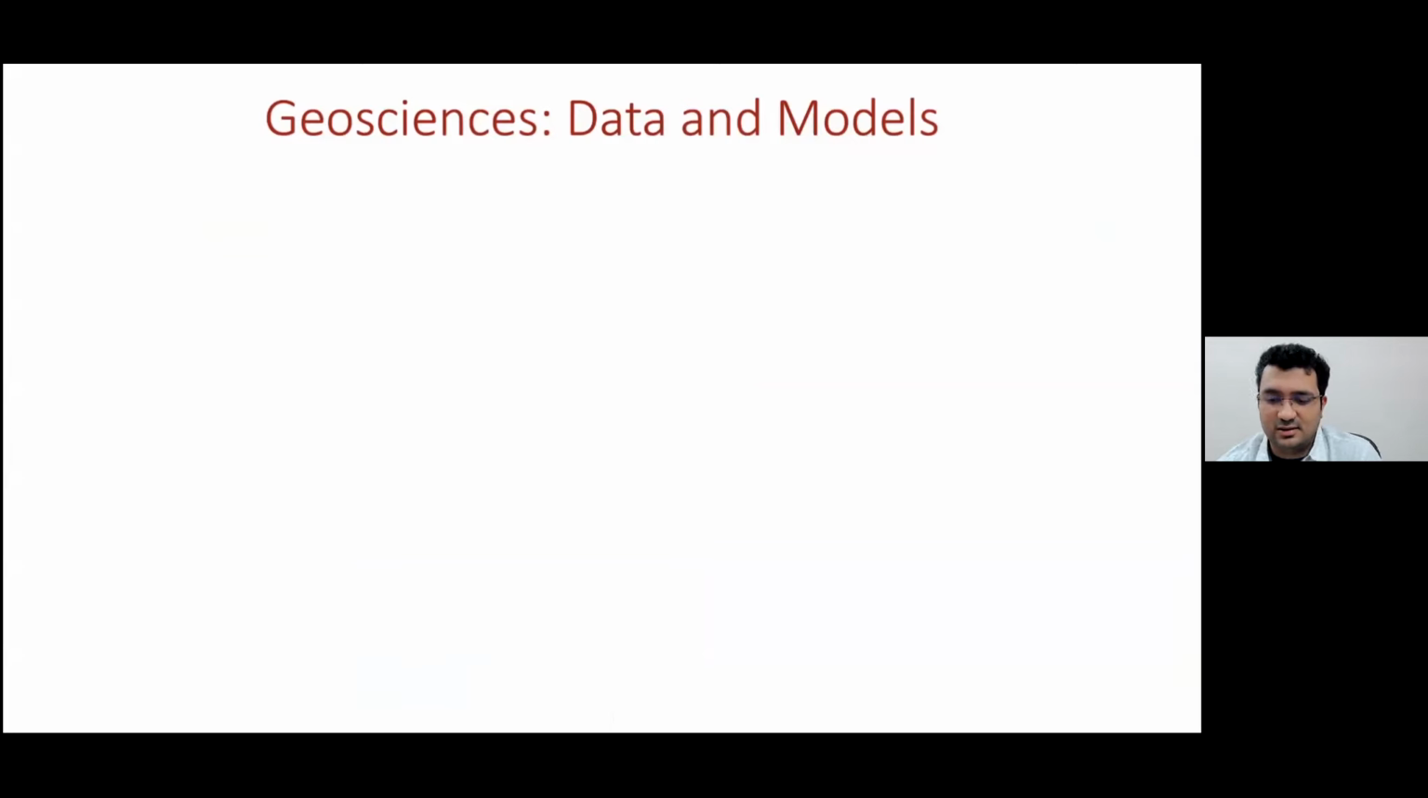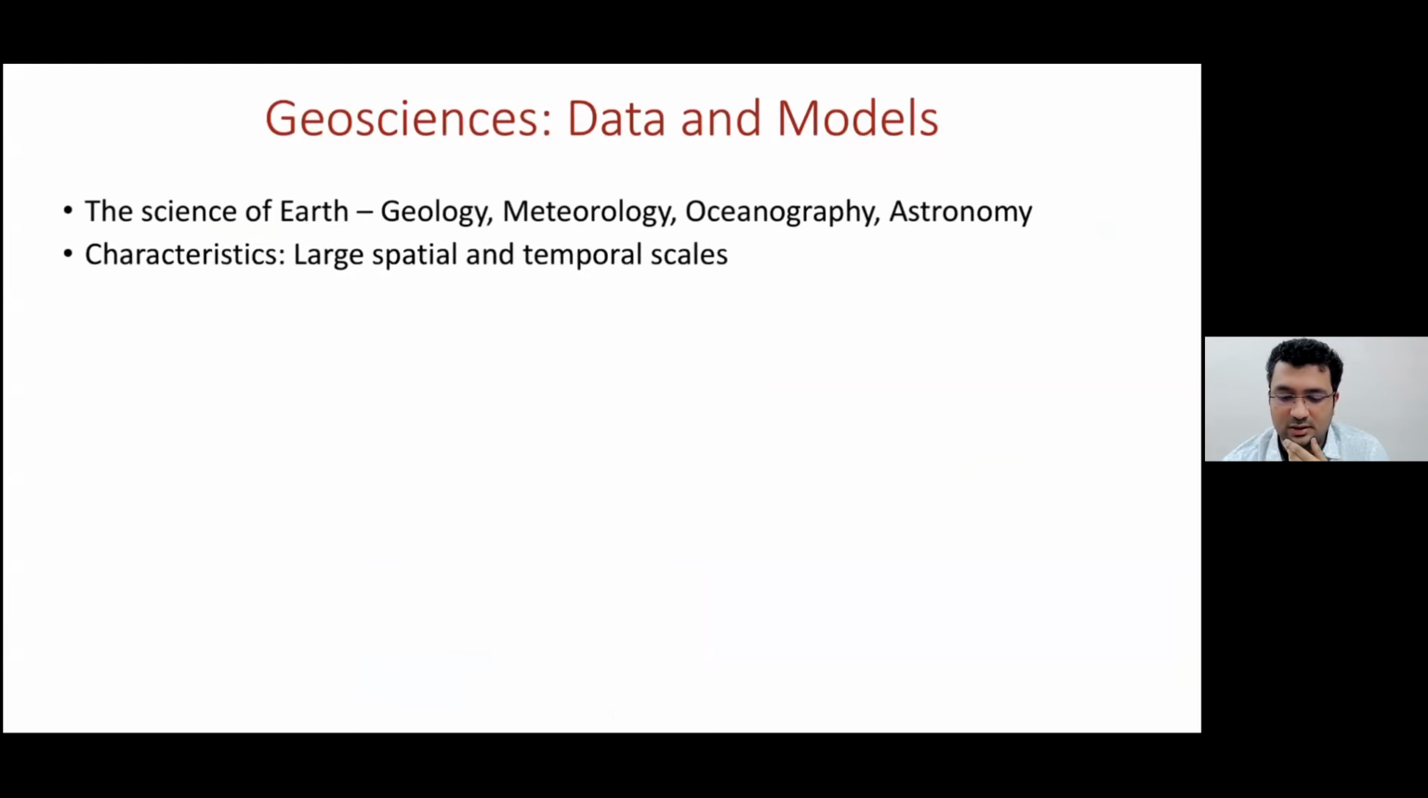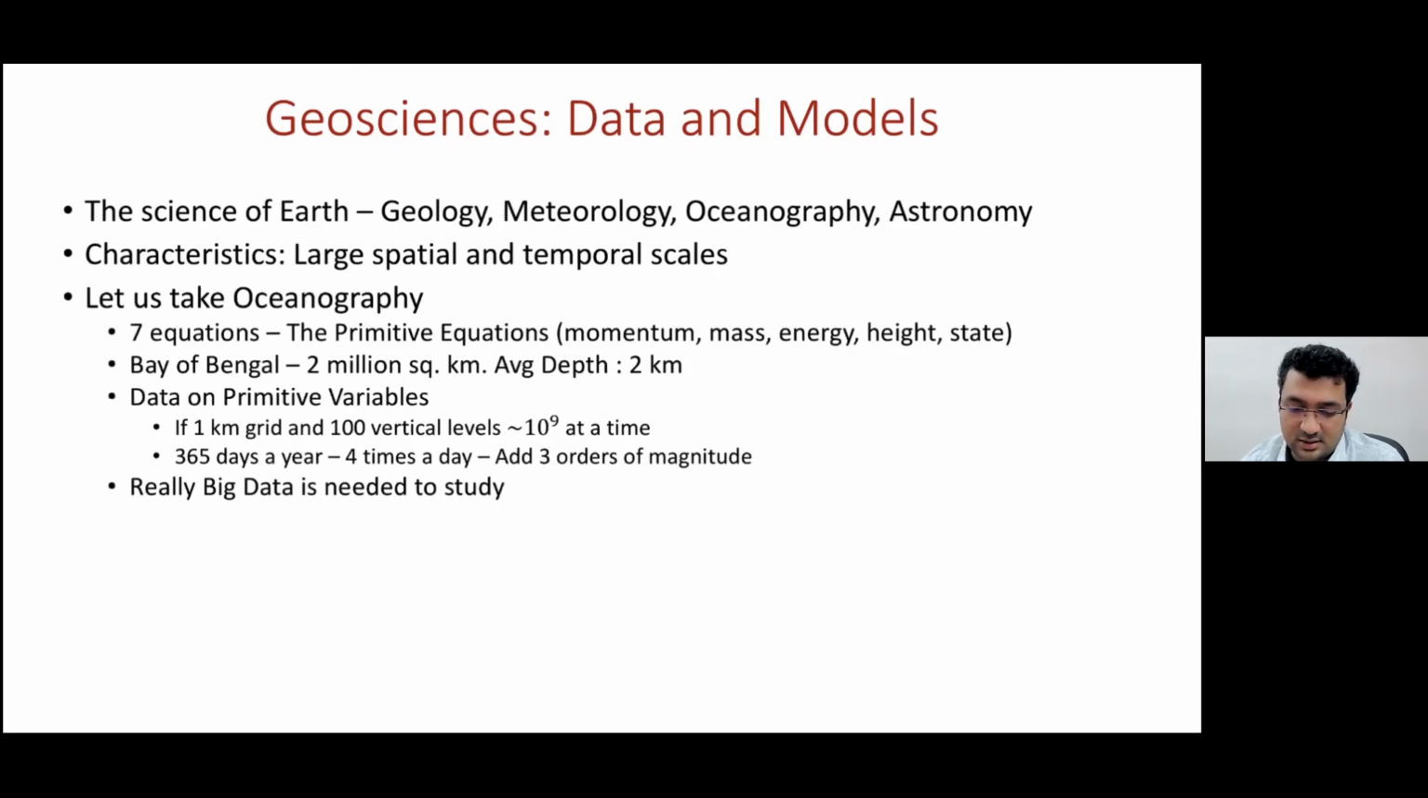So the geosciences, right? The science of our Earth: geology, meteorology, oceanography, astronomy. The key characteristic of all these geoscience fields is that they have large spatial and temporal scales. Let us just take the example of oceanography to try to understand. There are 7 equations, this we all know: conservation of mass, momentum, energy, all of these things.